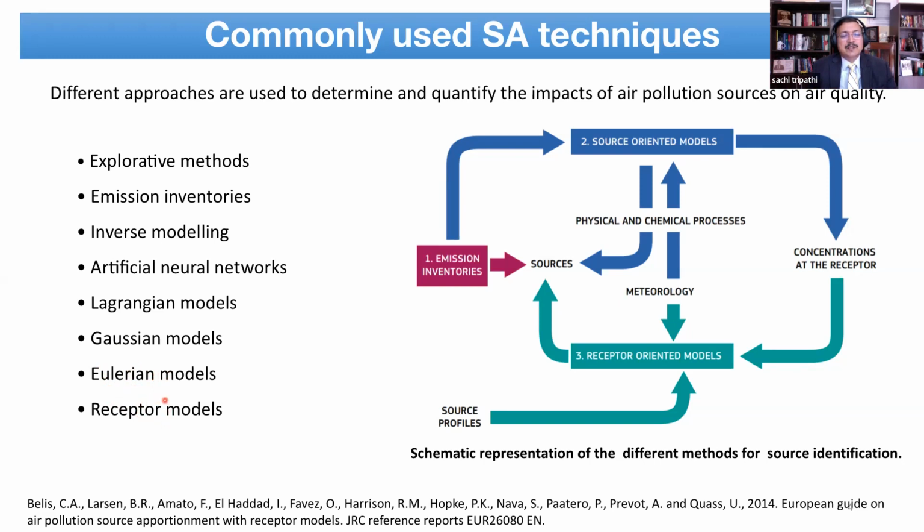And then of course you have receptor models, where you collect the information, the fingerprint you get at the receptor site, and then you try to invert that, which tells you again the sources.